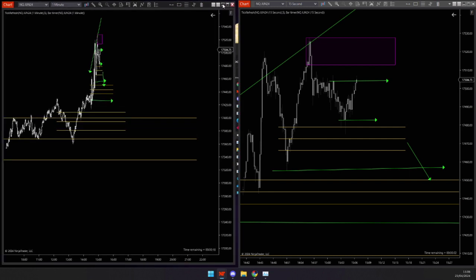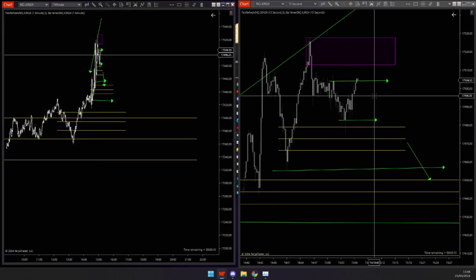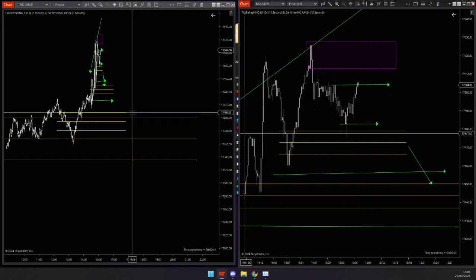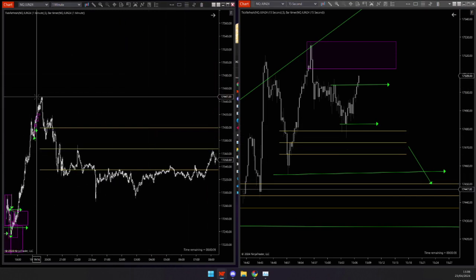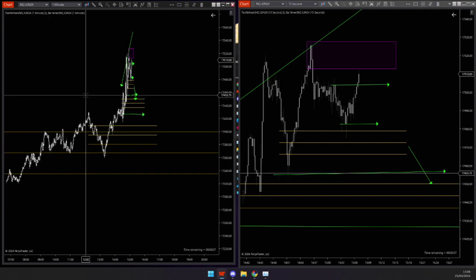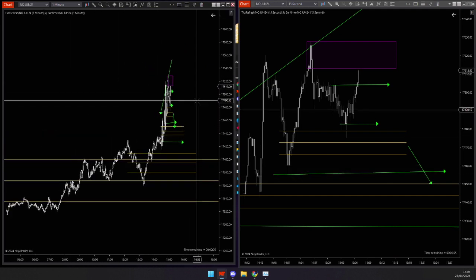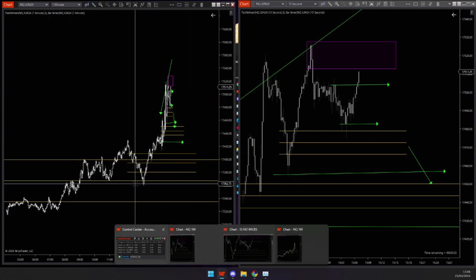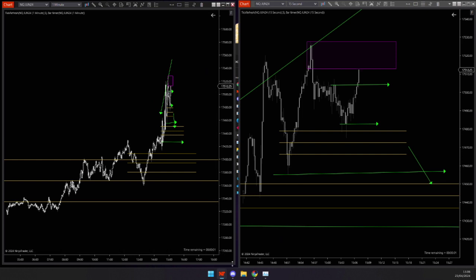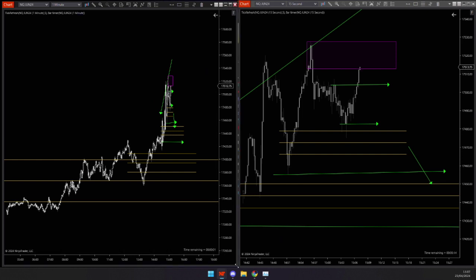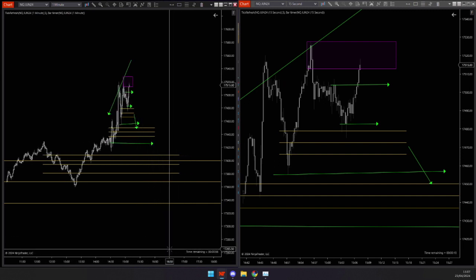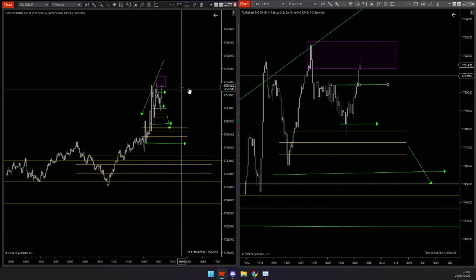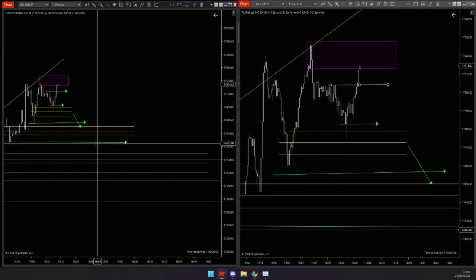Price is taking that high. The reason I say that is because it didn't close above the previous high. On the smaller time frame, the 15 second, it closed above, but on the 1 minute it didn't close above. So let's see.